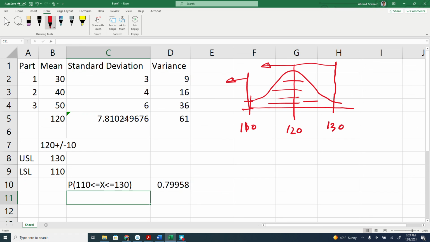So that's the probability of having an assembled part fall within the specification limit. So if we make 1,000 parts, for example, 800 of them will be within our specification limit. And this is a very useful technique, but pretty simple to do the calculation if you have Excel available to you.